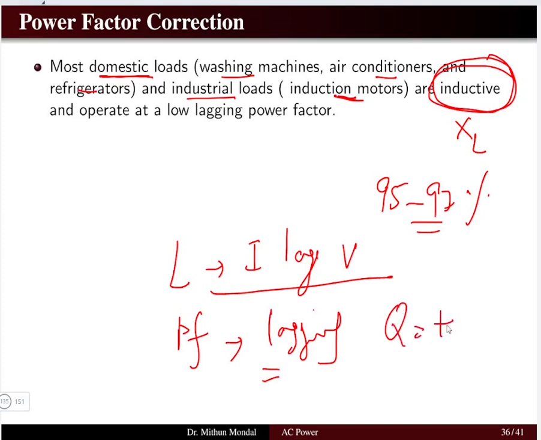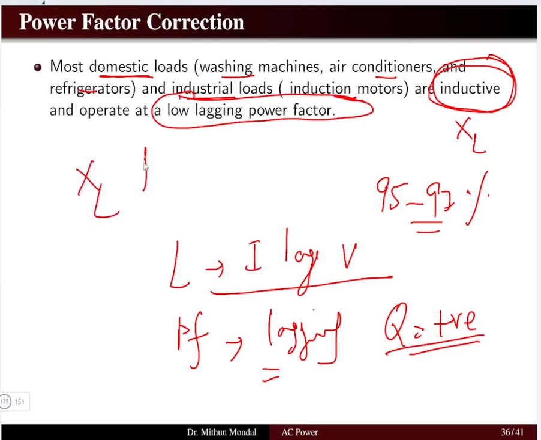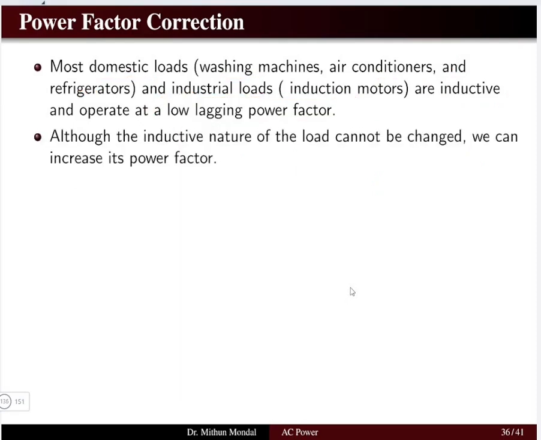Reactive power will be positive. It means a low lagging power factor is there. So if the value of XL is more, then the power factor will be less. So it will be a lagging power factor condition, which is not good. Now why it is not good, that we are going to discuss.